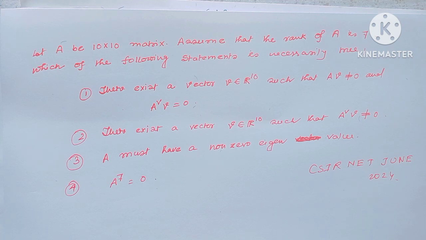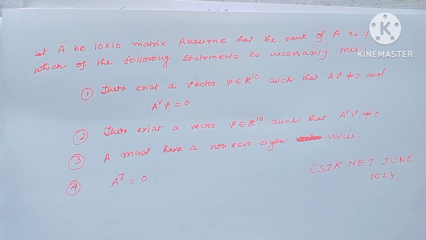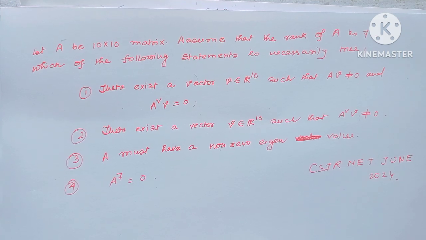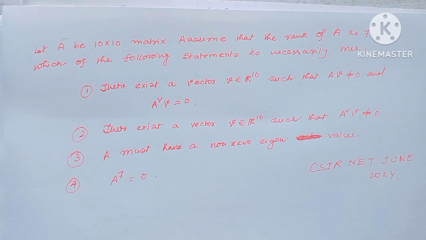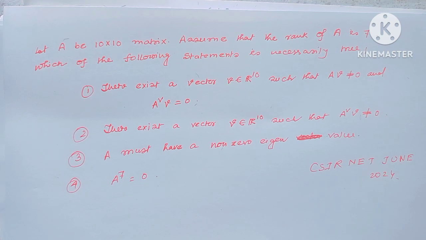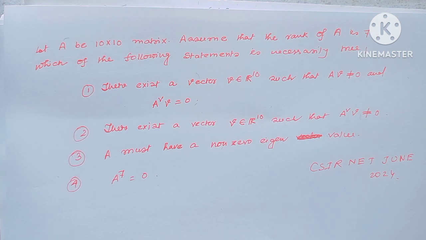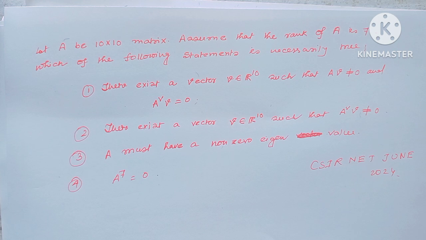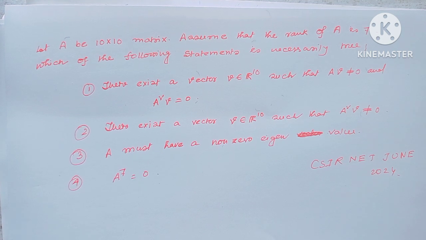Let's see a question from the CSIR NET June 2024 exam. The question is: let A be a 10 cross 10 matrix. Assume that the rank of A is 7. Then which of the following statements is necessarily true? Option 1: there exists a vector V belonging to R10 such that AV is not equal to 0 and A squared V equals 0. Option 2: there exists a vector V belonging to R10 such that A squared V is not equal to 0. Option 3: A must have a non-zero eigenvalue. And option 4: A to the power 7 equals 0.